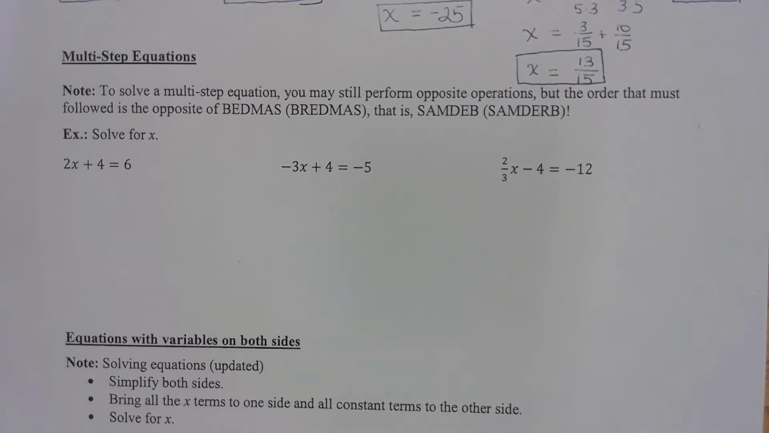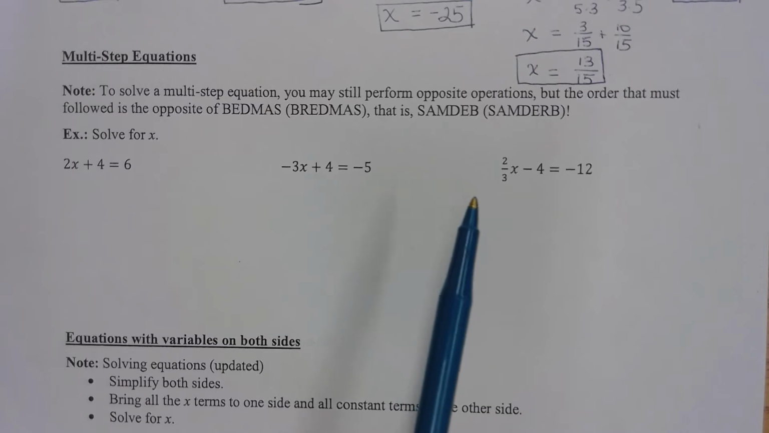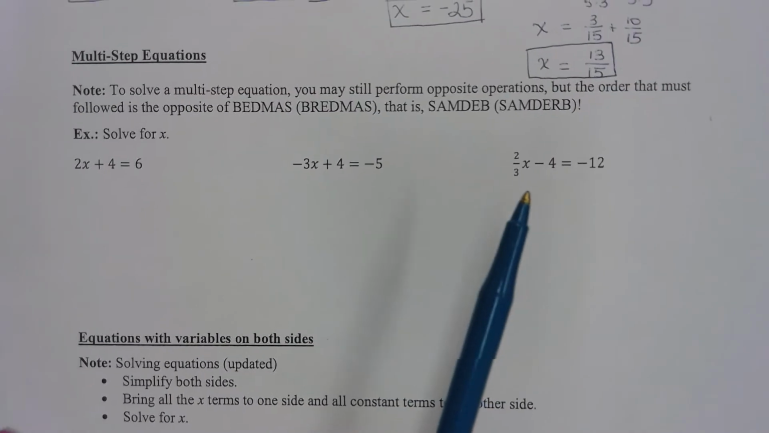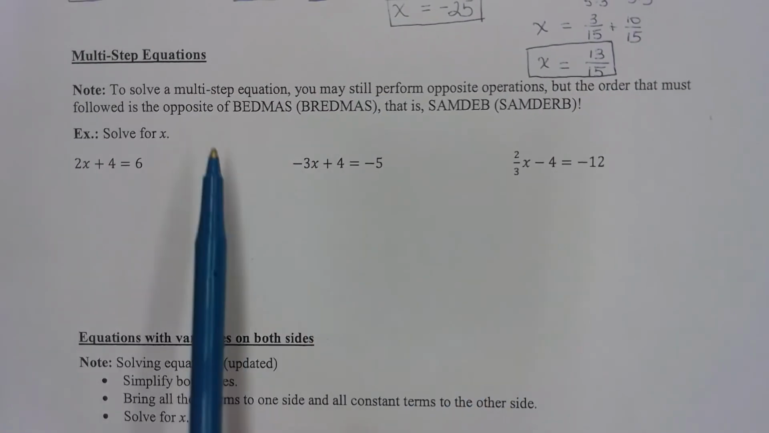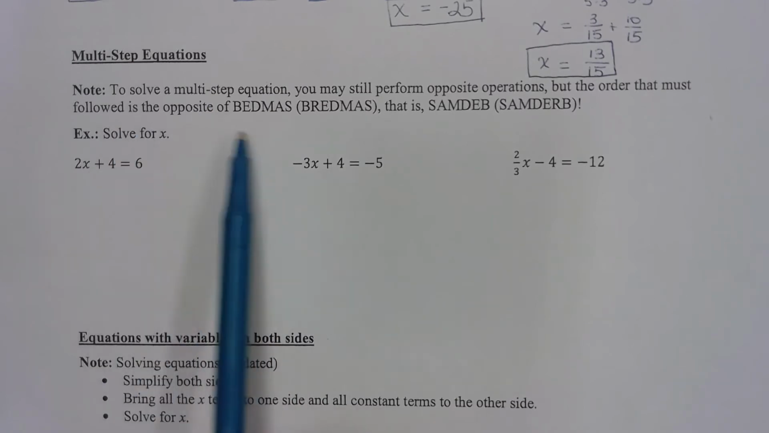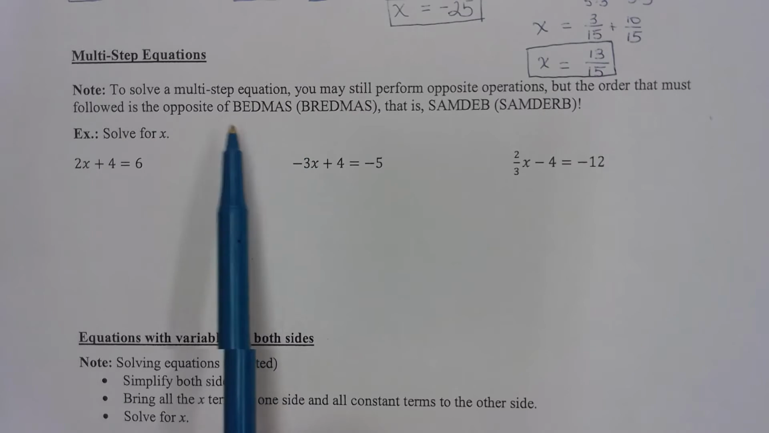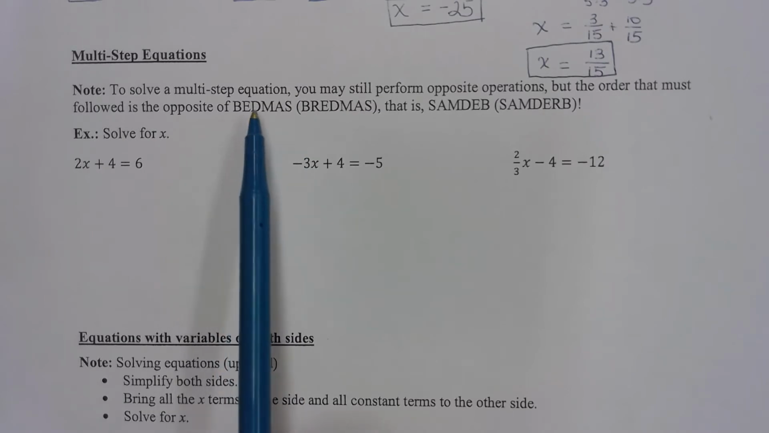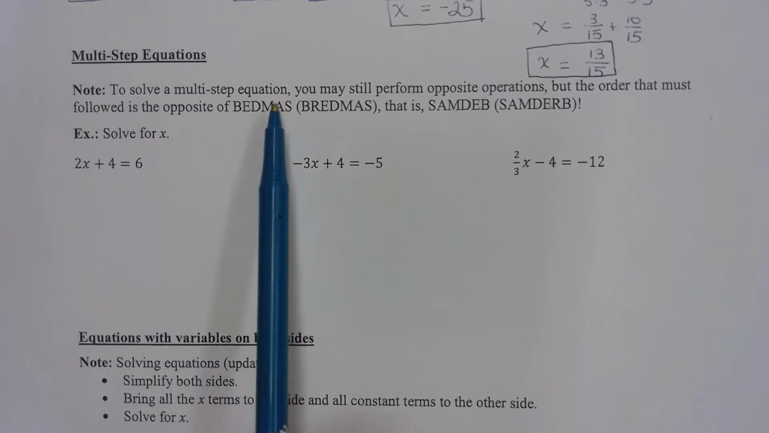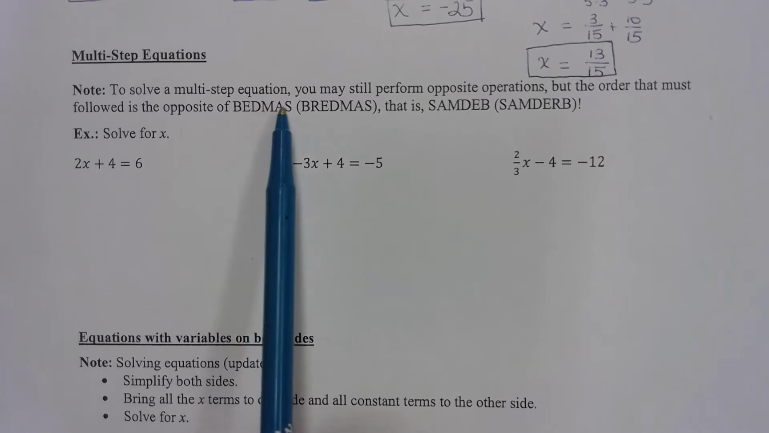So the idea of applying opposite operations to both sides of the equation still holds for these. But the order that we do it in is what's important. Normally, when you solve a question, you solve it using BEDMAS. So when you simplify an equation, you would simplify it using BEDMAS. So you would do your brackets first, and then your exponents, and then your division, multiplication, addition, and subtraction.